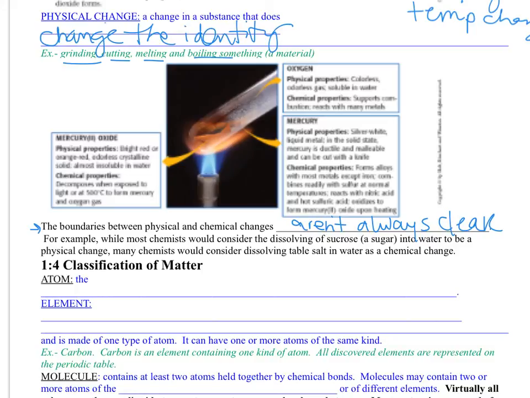For example, some chemists would consider dissolving sucrose, which is sugar, into water to be a physical change, whereas many would consider dissolving table salt in water as a chemical change. And this is because we're talking about a molecule versus an ion, and they consider the dissolving and dissociation of something ionic as chemical, whereas just a molecule they do not. We can touch on that later, but I just wanted to point out that it is not always a definite physical or chemical property or change.